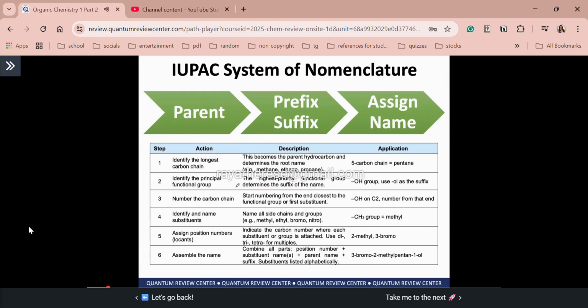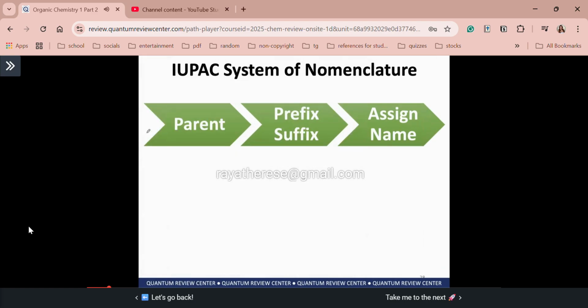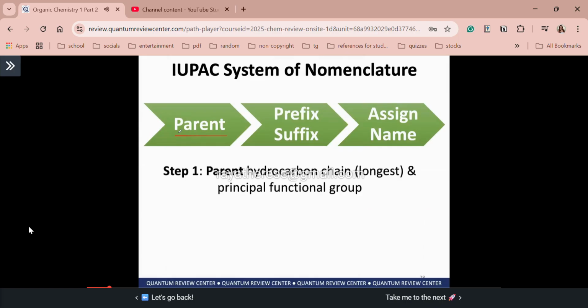Sir, do you have specific examples? Yes. Let's discuss that, so I can discuss it slowly. First one, with our first step, again, the parent. We will focus first on the parent hydrocarbon chain. Remember, it should always be the longest chain, and it should also include the principal functional group. Class, when I say principal, it's synonymous with the priority functional group.